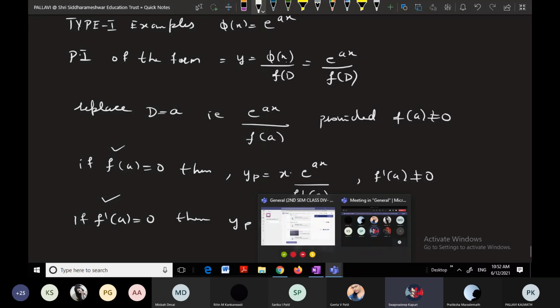Why is f dash of a also required? Why is f dash of a calculated?